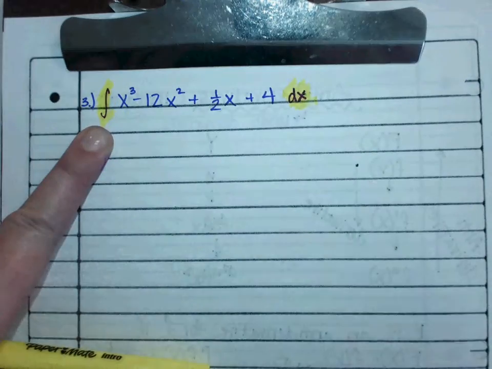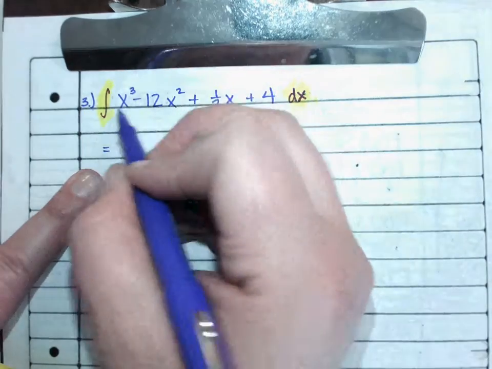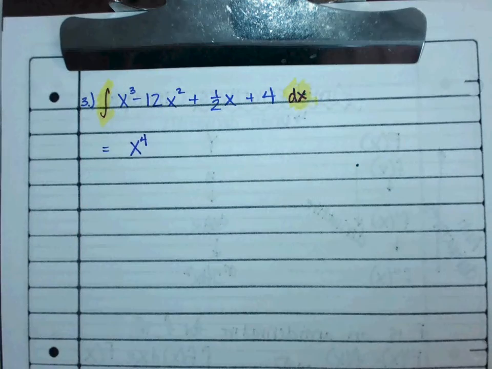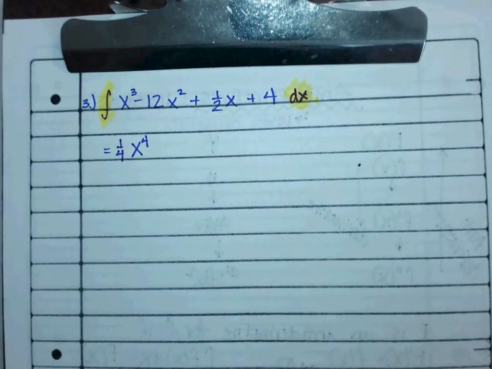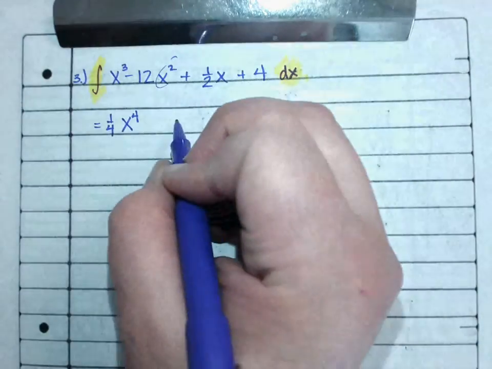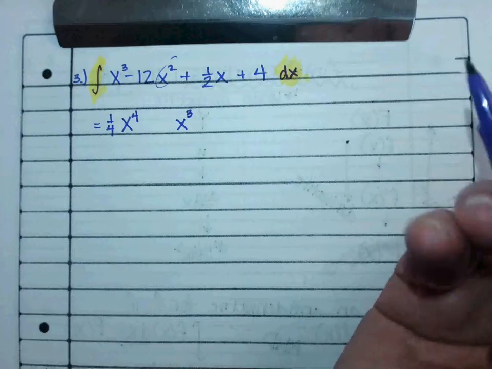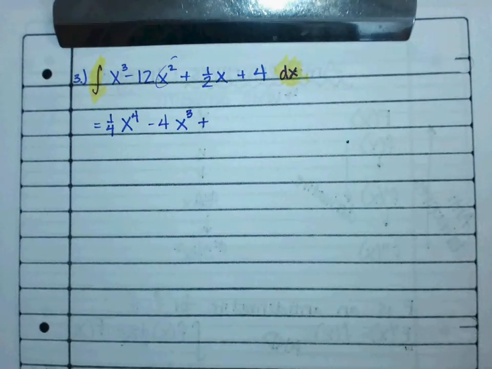Okay, so first term, x to the 3. Increase the power by 1. What do you get? X to the 4. And now I need to divide by 4, but there's no number in the front. Then what's the number in the front? 1, so that'd be a fourth now. Make sense? Okay, next term, increase the power by 1. It's an x squared, now it's an x cubed. Then divide 3 into the negative 12. What do we get here? Negative 4. Plus, okay, 1 half x.